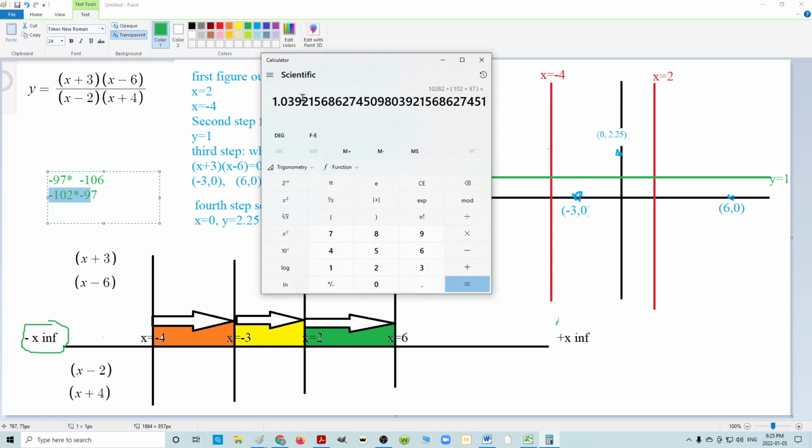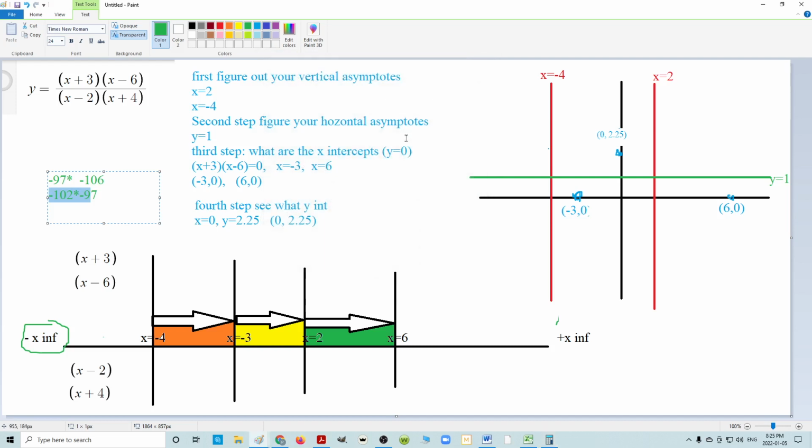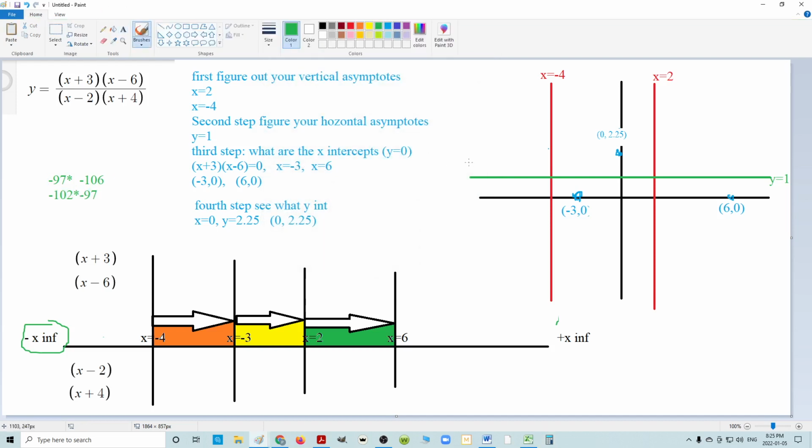And I see that this is slightly above 1. And I know my horizontal asymptote is at 1. And that tells me pretty much everything. That means it's on the top side. It's on this side of this horizontal asymptote, which means to approach this vertical asymptote, I must do that.